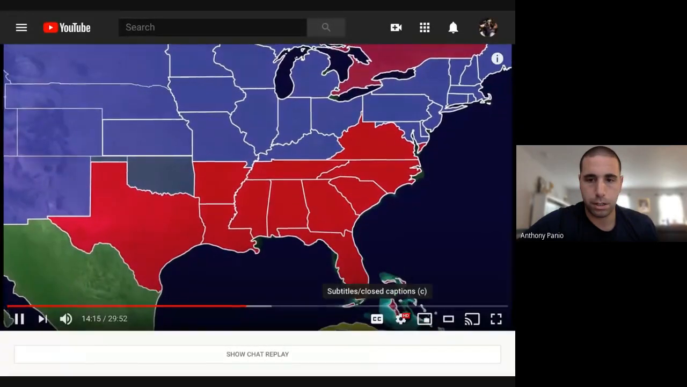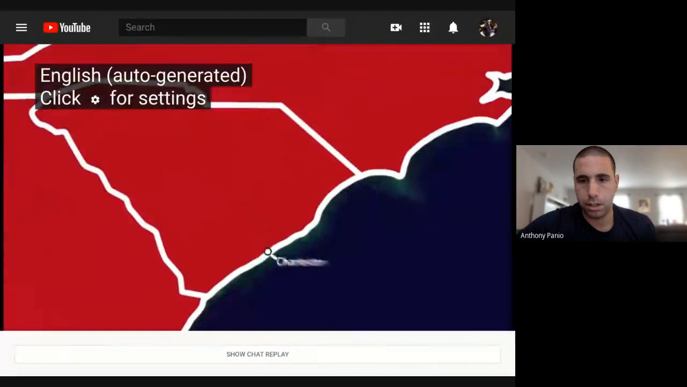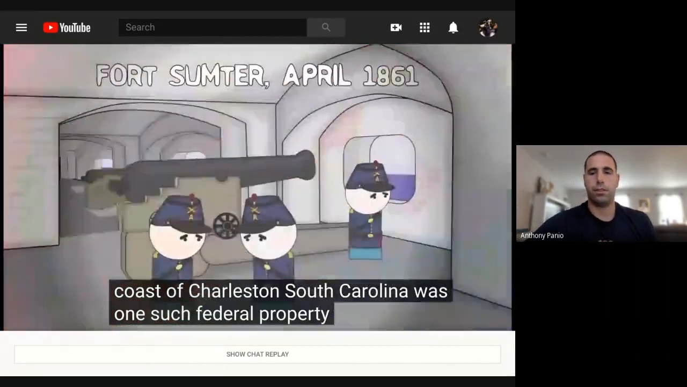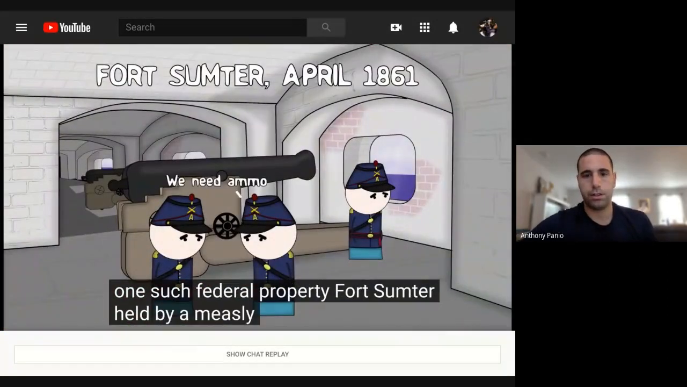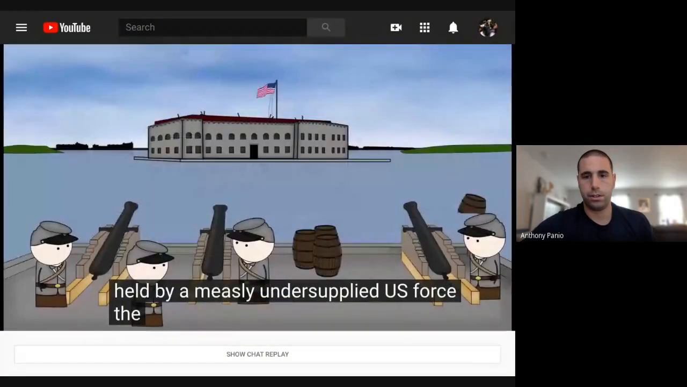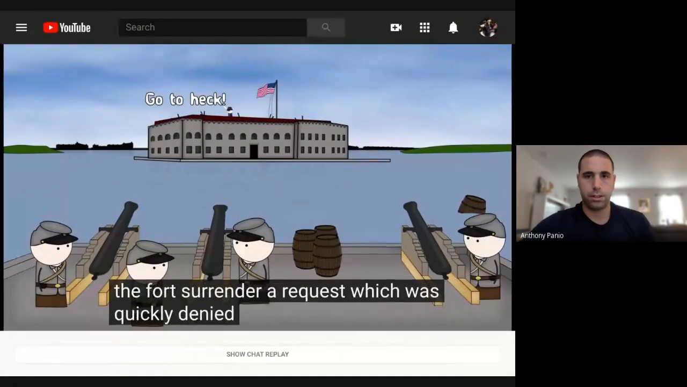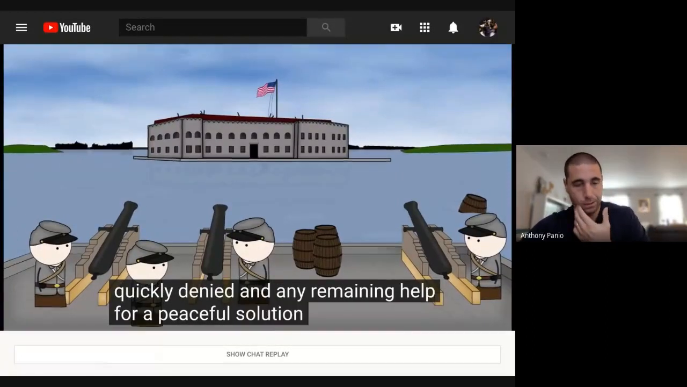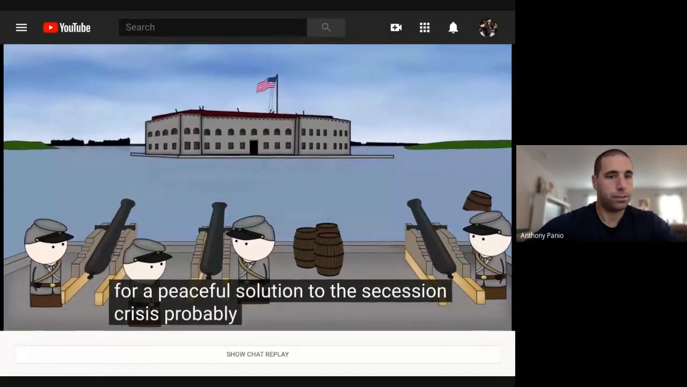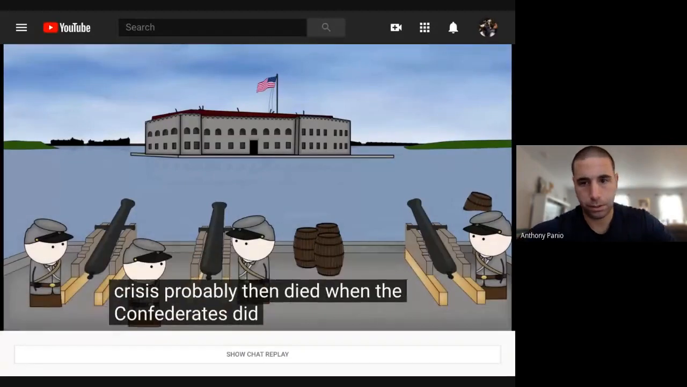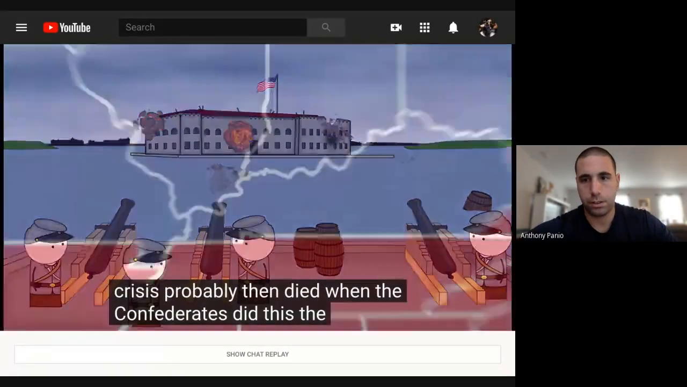As they seceded, the Confederate states began seizing federal U.S. property throughout the South. Off the coast of Charleston, South Carolina, was one such federal property, Fort Sumter, held by a measly, undersupplied U.S. force. The Confederate militia there demanded the fort's surrender, a request which was quickly denied, and any remaining hope for a peaceful solution to the secession crisis probably then died when the Confederates did this.